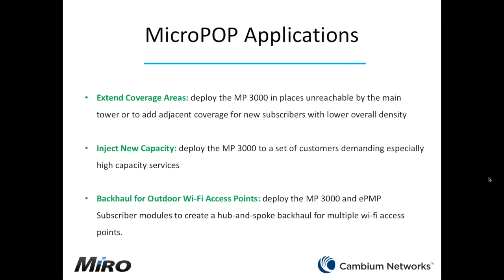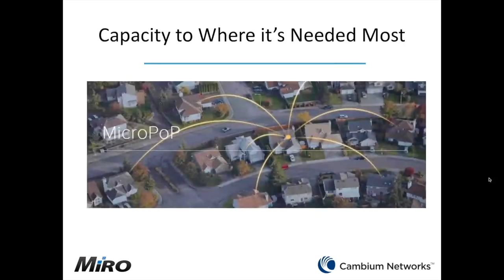So, whereby you'll have a MicroPop 3000, which will connect to, let's say, a few 4300 subscriber modules, which will actually cable up directly to things like Wi-Fi access points. And you can even take it one step further and link it up to cameras and such. So essentially bringing capacity where it is needed most.